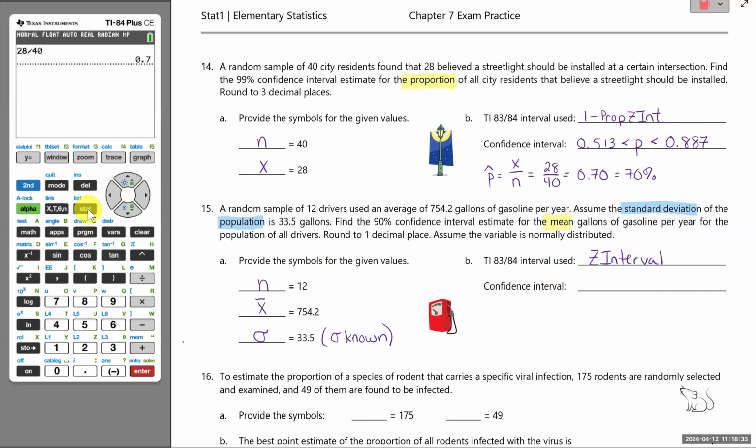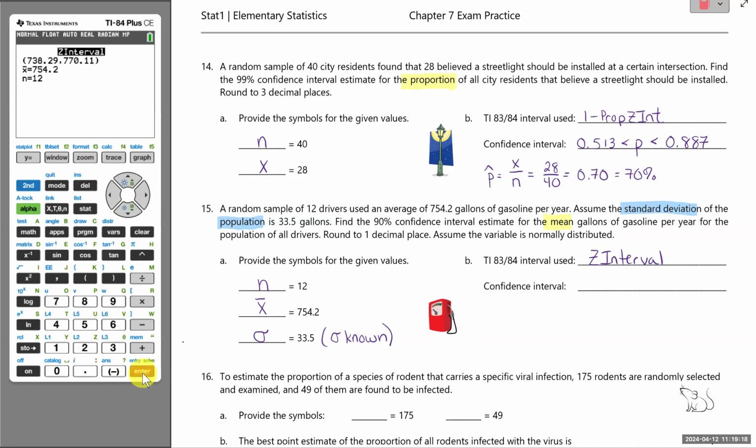So we'll head back to our calculator. So stat tests. And I just scroll again to my z interval. And we want our calculator to be on stats. For statistics, we don't have data. They gave us the standard deviation of the population, so 33.5. The sample mean, X bar, 754.2, and N sample size 12. And confidence level is 90%, so 0.9, and calculate.